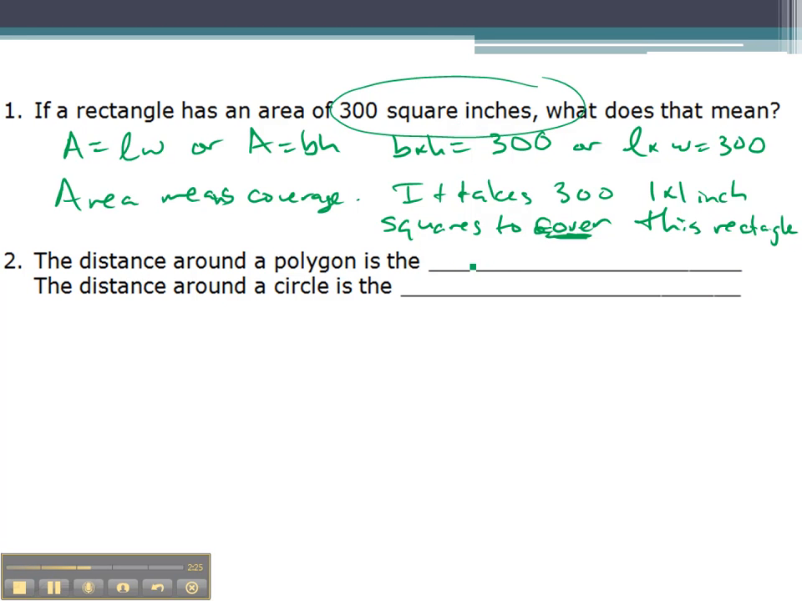Okay, number 2. The distance around a polygon is the perimeter. Perimeter is a length, and it's the sum of all the sides. The distance around a circle is the circumference. It's just like perimeter, just has a special name because a circle is not a polygon.